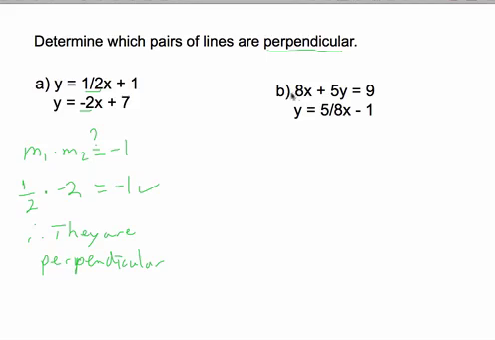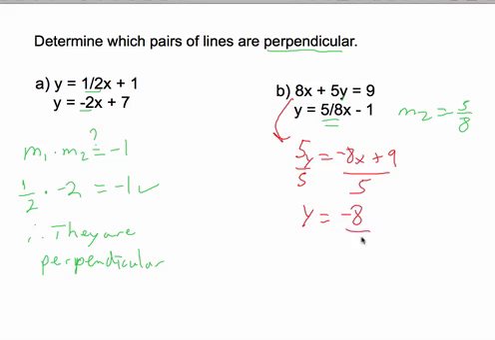In the next example, we can see the slope for the second line, so m2 equals 5 out of 8. We can't see it for the first one, so we have to solve for y. We'll have 5y equals negative 8x plus 9. Then to solve for y, we divide by 5. We get y equals negative 8 fifths x plus 9 fifths. So here's the slope, and that should be an x there, but there's your slope. Slope 1, we'll call it, is negative 8 fifths.